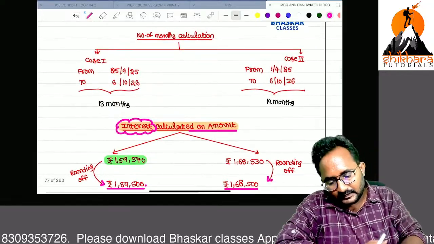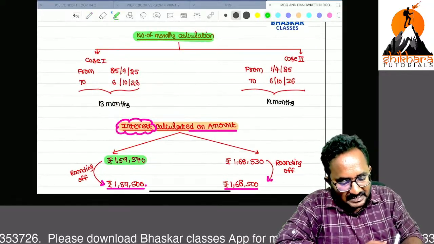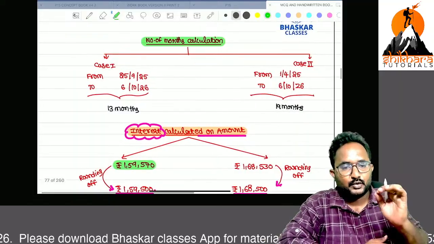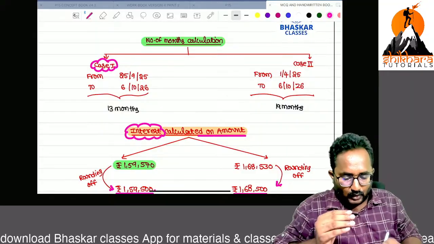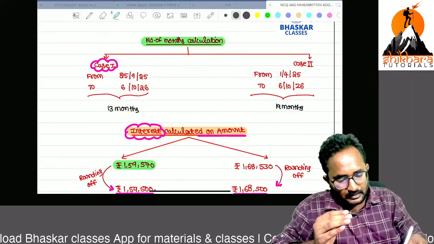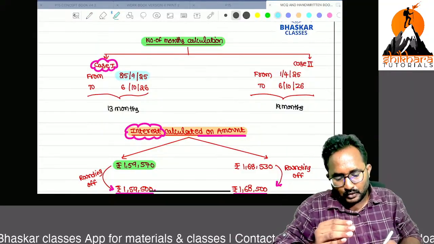Sir, many students have confusion regarding the months computation while doing the sums. So please do case 1. I am given 25/9 to the 6th.